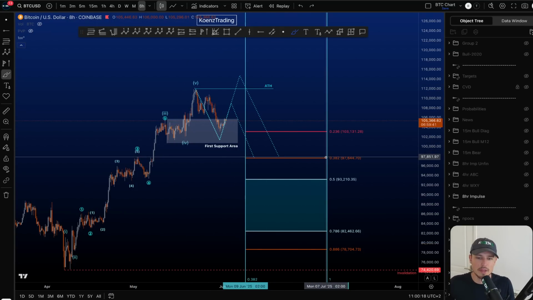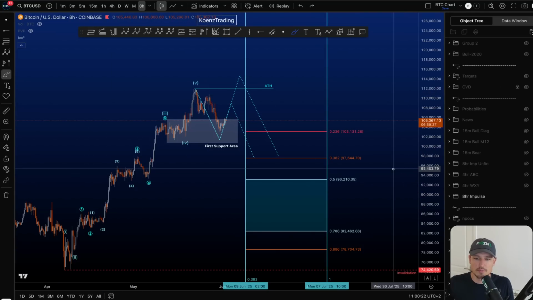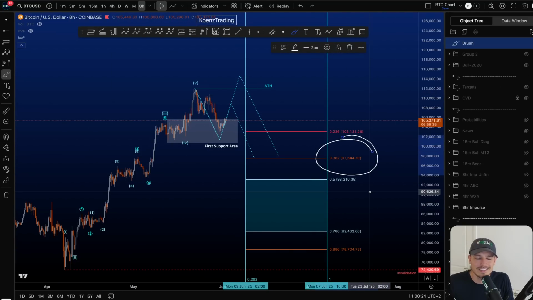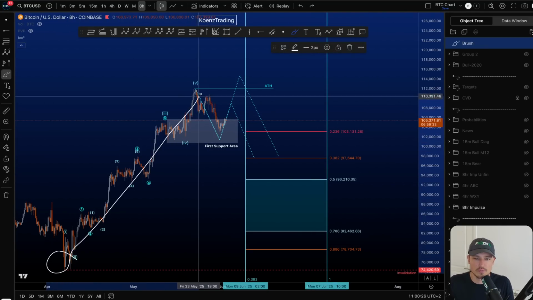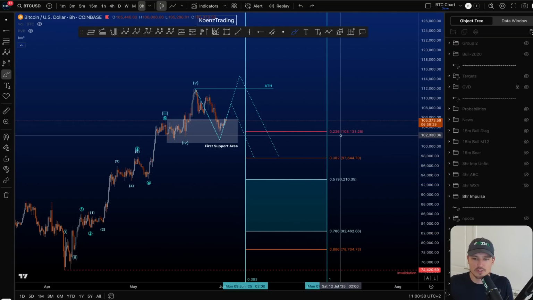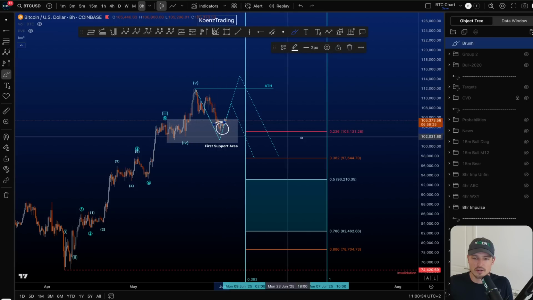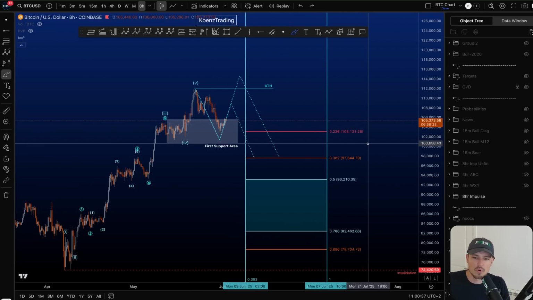Now, generally a minimum retracement target for a corrective structure after an impulse is the 0.382 at 97.6k, taken also from the low to the high. Common area 0.5786 starting at 93.2. Absolute minimum area would be the 0.236, which now is touched here at 103.1k.